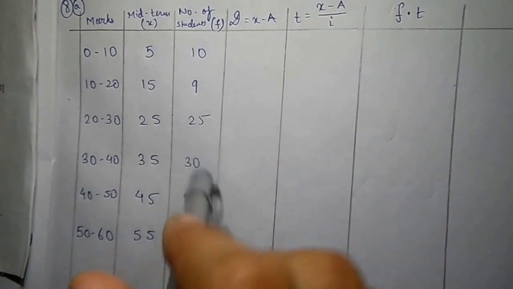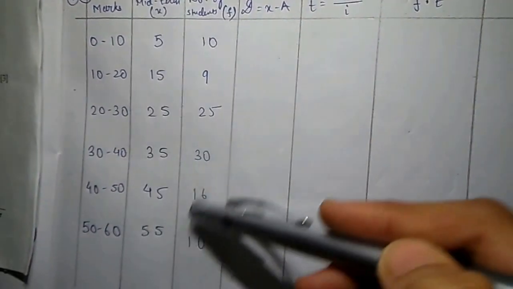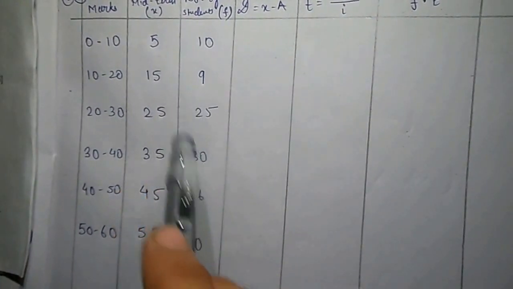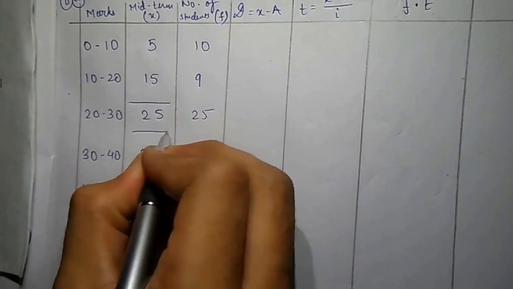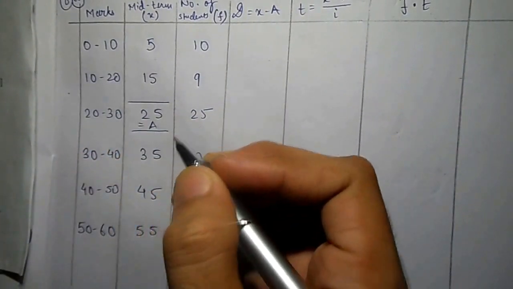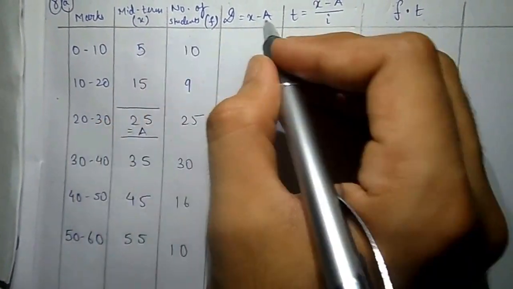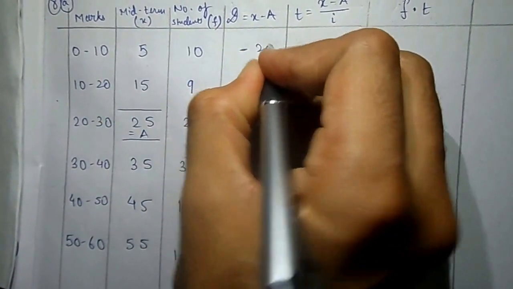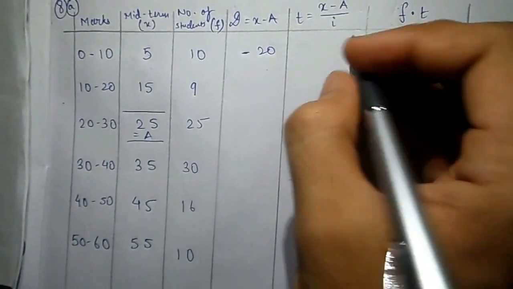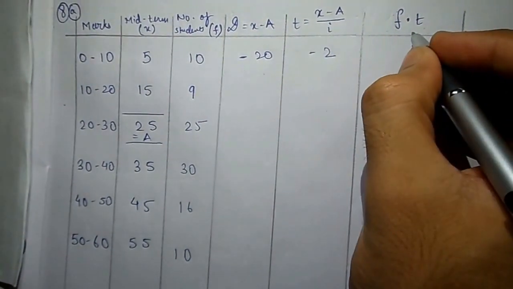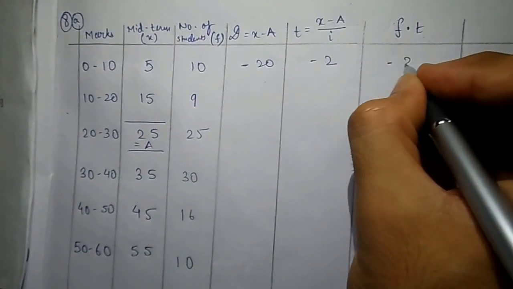Now we have to assume a mean. So we assume, preferably something in the middle, but we have two things in the middle. So I'll choose 25. Okay, 25 equals assumed mean. d equals x minus a. x here is 5, a is 25, this is minus 20. t equals x minus a by i, i is 10, so this will be minus 2. f into t, f is 10 into minus 2, that's minus 20.